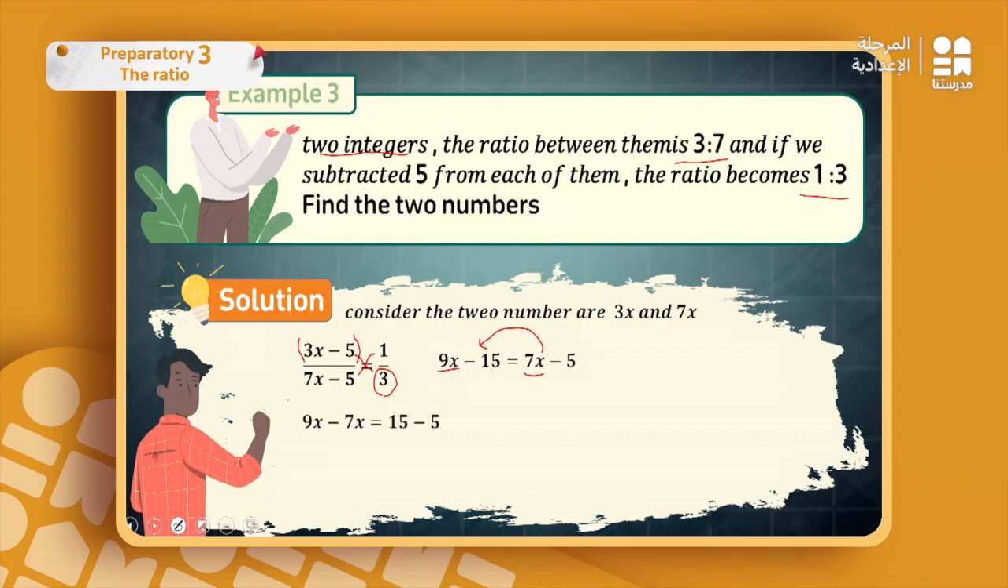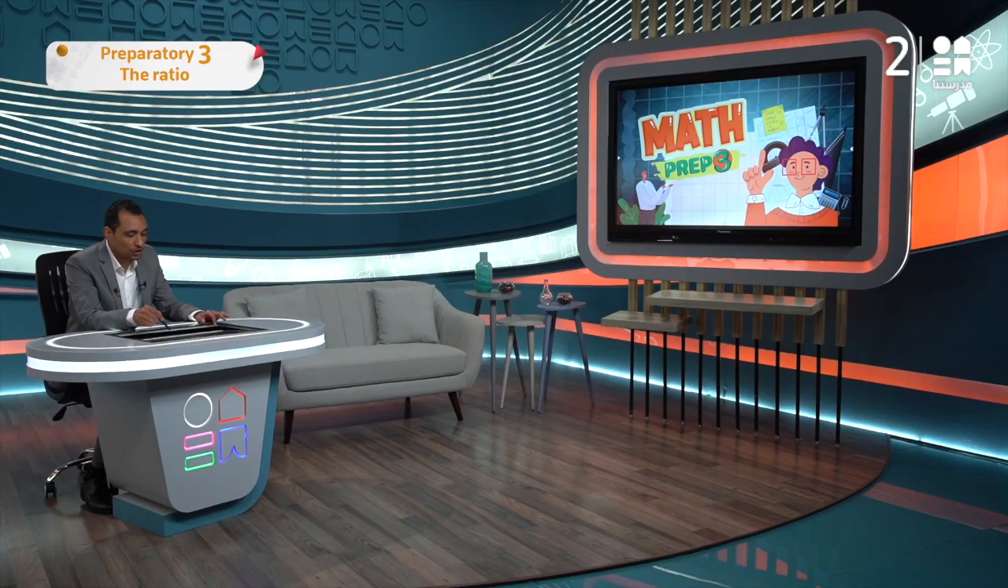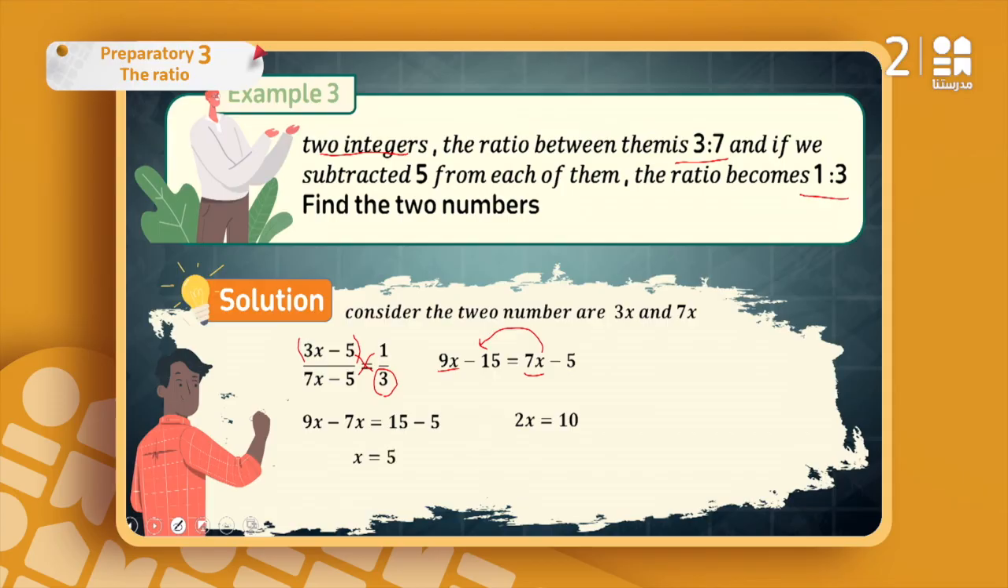وبكده هتتحول الايكويشن إلى 9x minus 7x on the left is equal to 15 as positive minus 5 as it is. يلا simplify الايكويشن. 9x minus 7x زي ما قلنا just subtract the coefficient. 9 minus 7 is 2. يبقى 2x on the left and 15 minus 5 is 10. 2x equals 10. I will divide both sides by 2 so x equals 5.